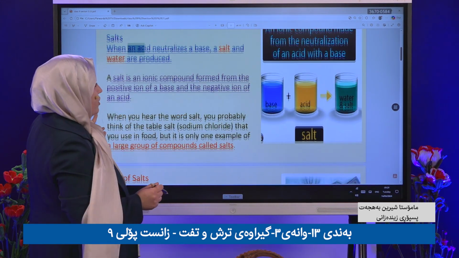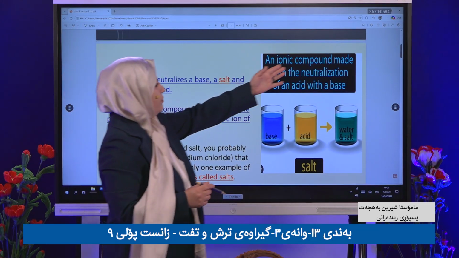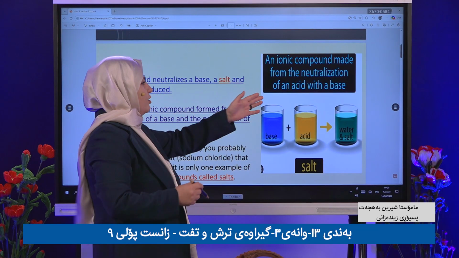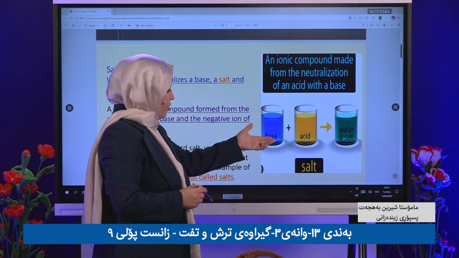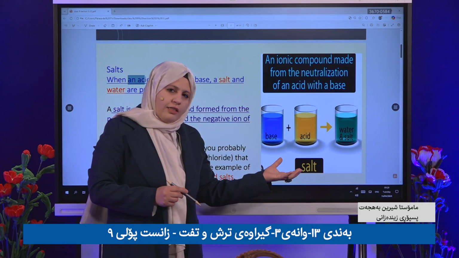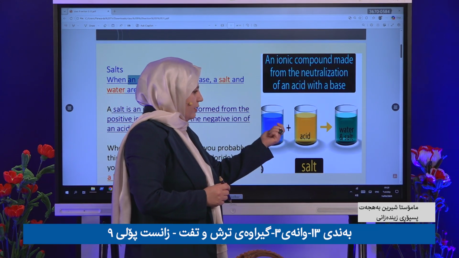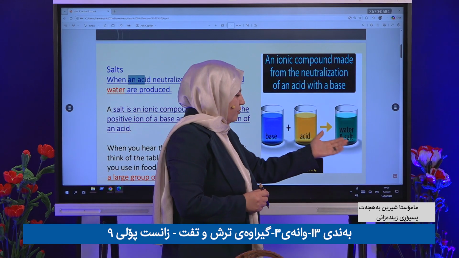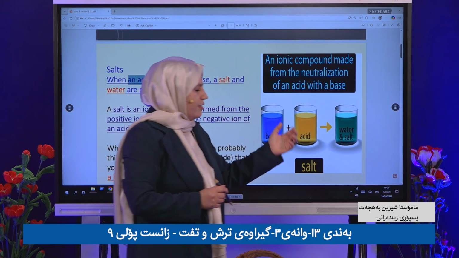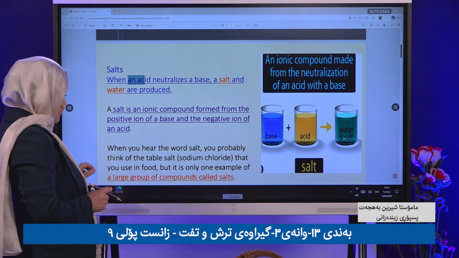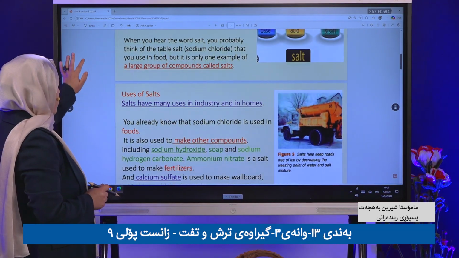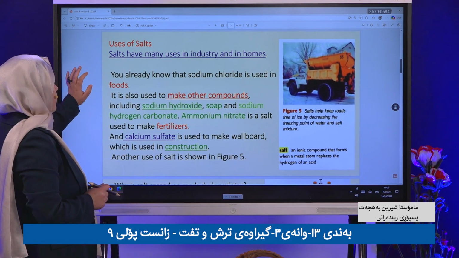Before that, look at the picture. So an ionic compound is made from the neutralization of an acid with a base. We have a base, which is called a weak base, and an acid. Okay, they reacted. During this reaction we get salt and water. Clear? Yes. Let us go to the uses of salt.